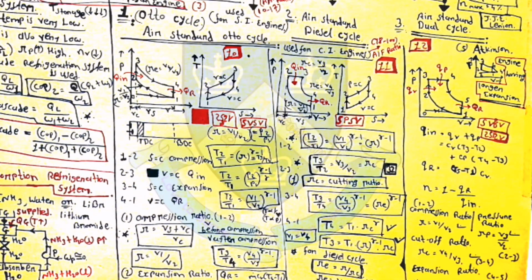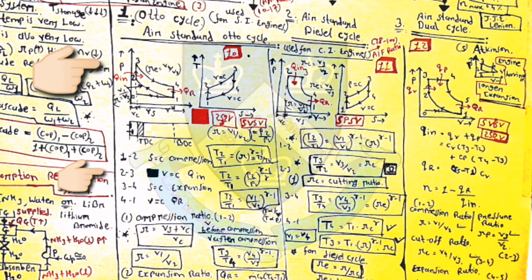Now after completing the power cycles and refrigeration cycle, the third one is IC engine, which includes the final 3 cycles. So the 10th cycle is Otto cycle. Otto cycle is also known as air standard Otto cycle. So the diagram for the Otto cycle is shown here. The first diagram is PV diagram and the second diagram is TS diagram.